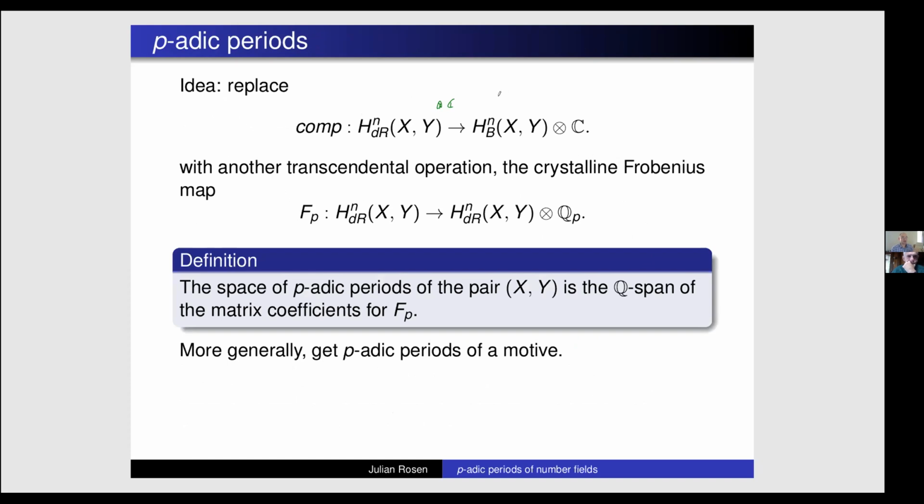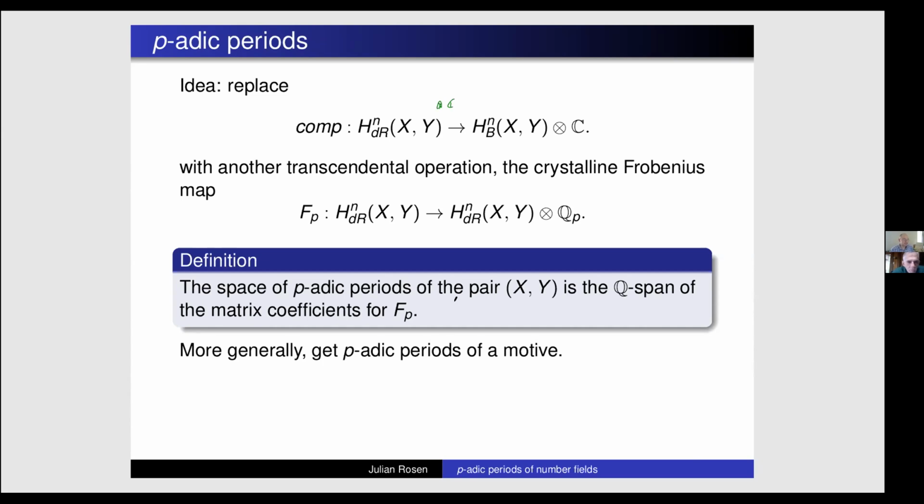So this is sort of a transcendental comparison isomorphism, right? It comes from integration. There is sort of a transcendental p-adic operation on cohomology, and this is the crystalline Frobenius map. Crystalline, or I guess rigid cohomology, gives you something like this, Monsky-Washnitzer cohomology in different settings. People oftentimes use the word crystalline as the catch-all term for this p-adic isomorphism. So it gives you an endomorphism of the de Rham cohomology tensored up with Q_p.